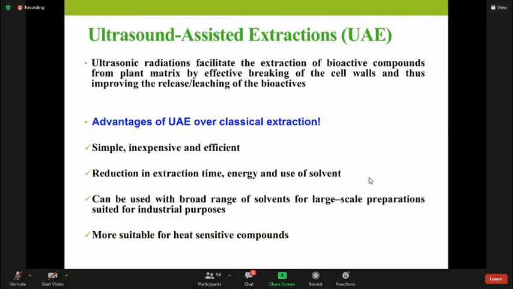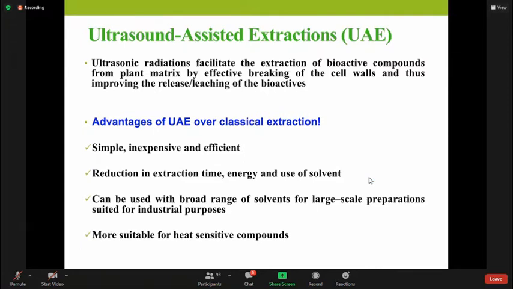Here you see ultrasound assisted extraction. This is also an emerging extraction process where we can use ultrasound radiations to facilitate the extraction of bioactive compounds from plant matrix by effective breaking of the cell walls and improving the release and leaching of the bioactive compounds.